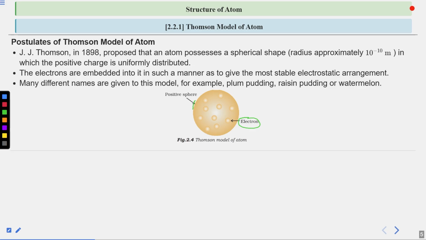And this was compared to the watermelon, because in the watermelon also we have a red part. You can consider that red part as the positive charge, and the seeds present inside the watermelon can be considered as the electrons. So it is a very simple model to understand. I guess we don't have much to discuss on this Thomson model.